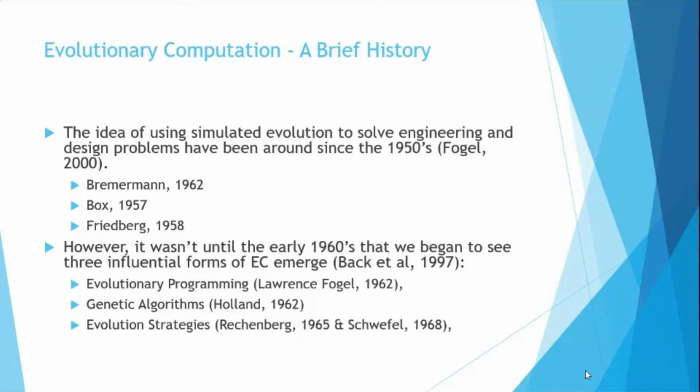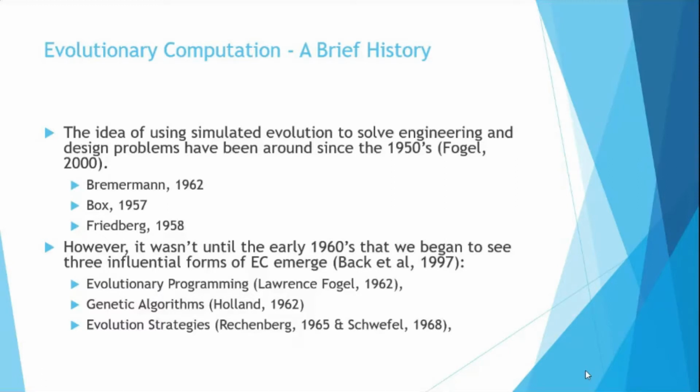Then in the 1960s, three different forms of evolutionary computation emerged, and this statement is taken from Baeck et al., published in 1997. The three forms are evolutionary programming, genetic algorithm, and evolution strategies. Out of these, evolutionary programming and evolution strategies are generalized forms of the simulated evolution which was introduced earlier. And genetic algorithm tried to incorporate a generalized procedure for solving all the design as well as engineering problems. So that is the difference between evolutionary programming and evolution strategies.